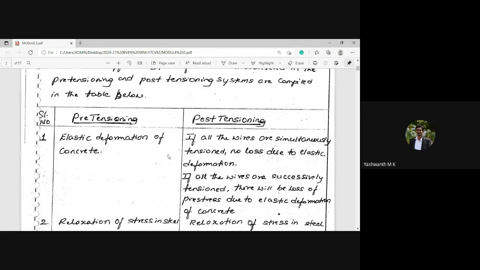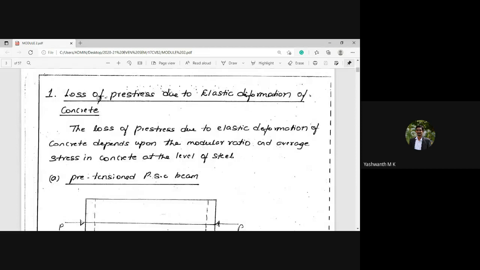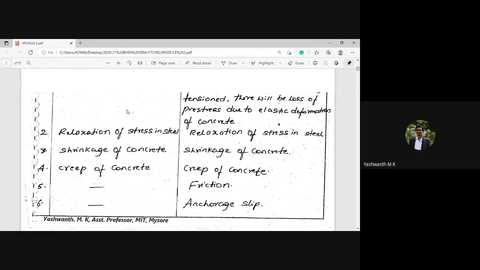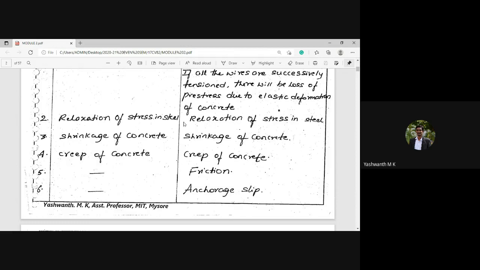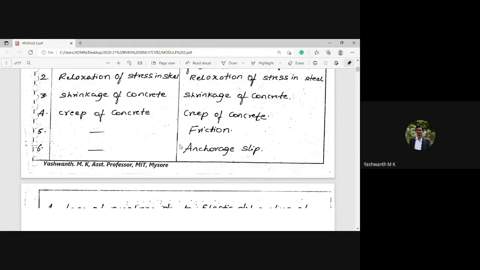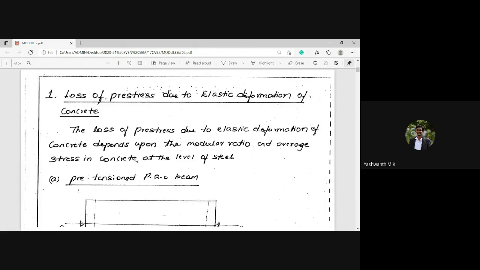So let us discuss in detail how all these losses are going to happen in the pre-stressed concrete beam. So let me move on. The first loss, as I stated, I'm going to consider the losses together. All the four losses will be the same in pre-tension and post-tension. There is a slight difference in the elastic deformation, but regarding relaxation, shrinkage, creep, all those things are the same. So hence I'm not going to put the heading pre-tension losses, post-tension losses again. I'm going to discuss one by one.